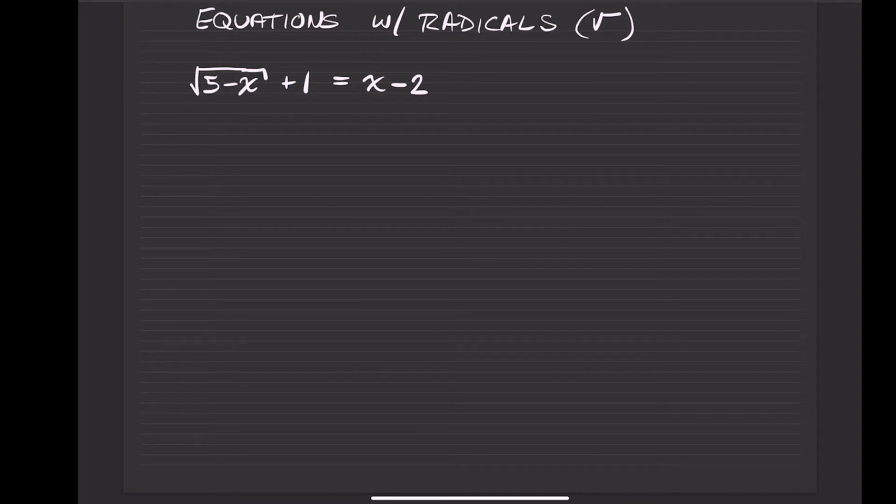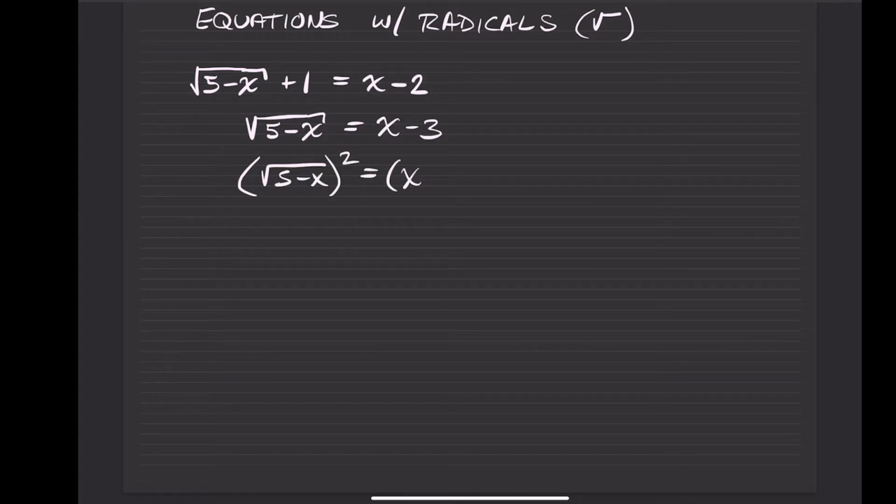So we can say this is really the square root of 5 minus x is equal to x minus 3. And now if we square both sides, on the left we have 5 minus x. On the right, if we FOIL that, we're going to have x squared minus 6x plus 9.